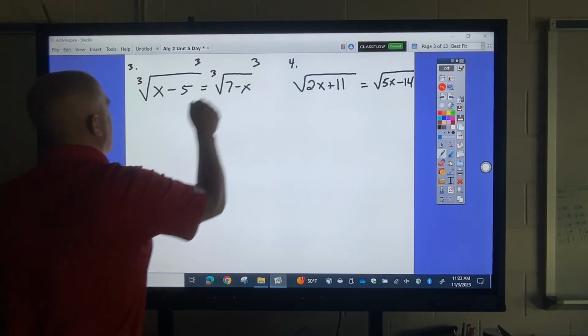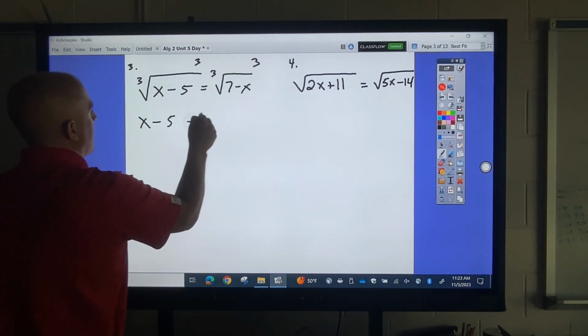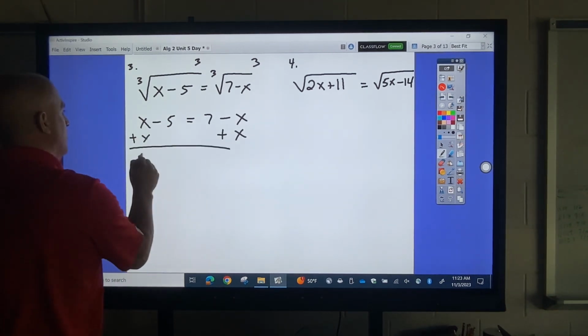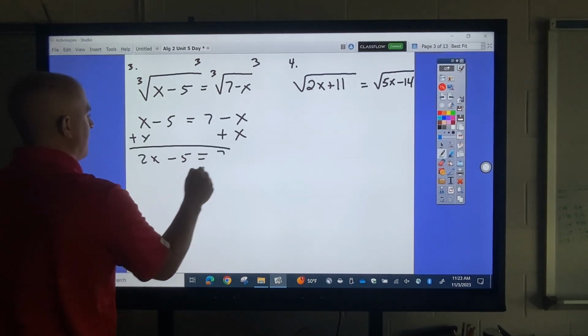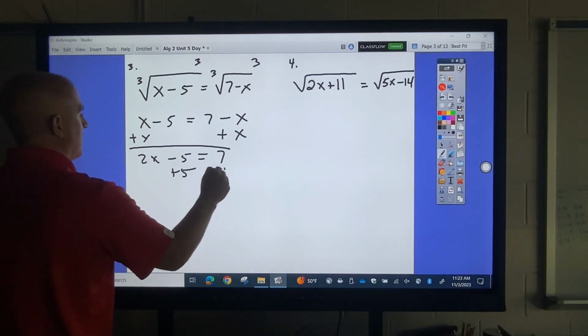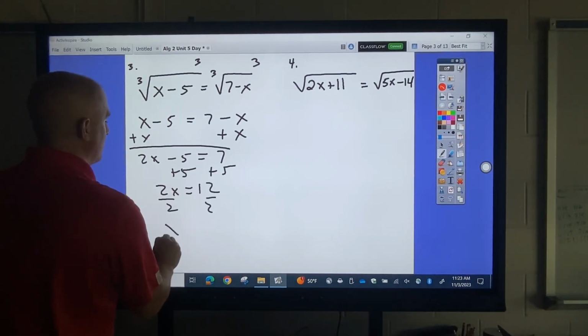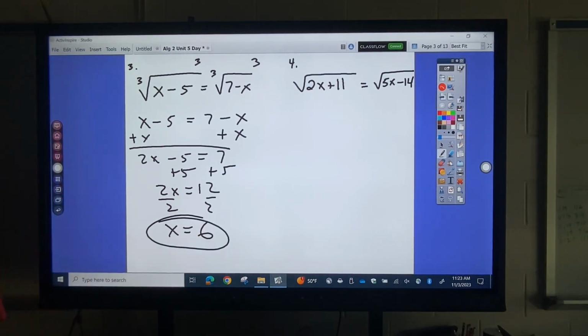So I cube both sides there. I get x minus 5 equals 7 minus x. I'm going to add x over to this side, so I get 2x minus 5 equals 7. All right, add 5. I get 2x equals 12. Divide by 2, I get x equals 6.